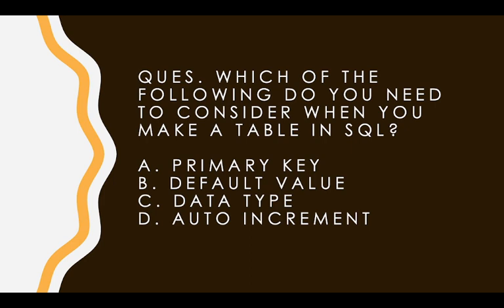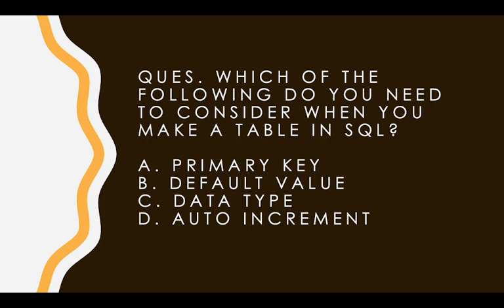Then we have option number C, that is data type. You definitely know that mentioning data type while writing your attributes is pretty important. So whatever attribute that you are adding, for example, if you're adding salary, you need to mention integer. If you're adding the name attribute, it is important for you to mention text. So yeah, mentioning data type is equally important when you are making a table in SQL.